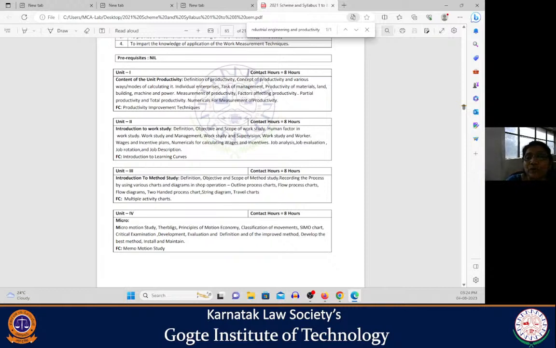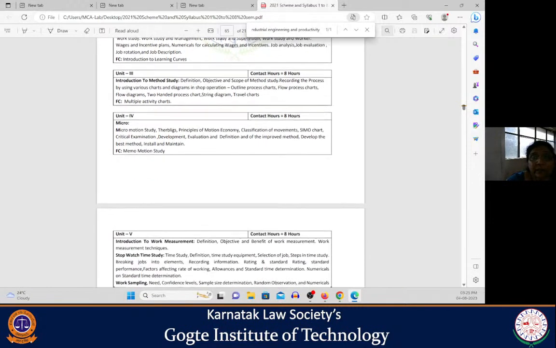Here you are using the SIMO chart, simultaneous motion operation chart, and you are going to develop the best method of doing the job, and you are going to install it, and you are going to maintain it. And you can say that if it is taking, for example, 60 seconds, even if you reduce it by 1 second, we have improved the productivity.